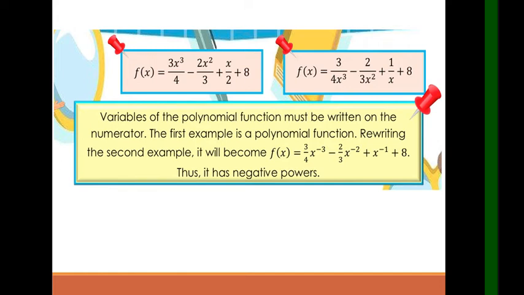Another is f of x equals 3x cubed over 4 minus 2x squared over 3 plus x over 2 plus 8. On the other hand, we have f of x equals 3 over 4x cubed minus 2 over 3x squared plus 1 over x plus 8. So which between these two examples is a polynomial and not polynomial?